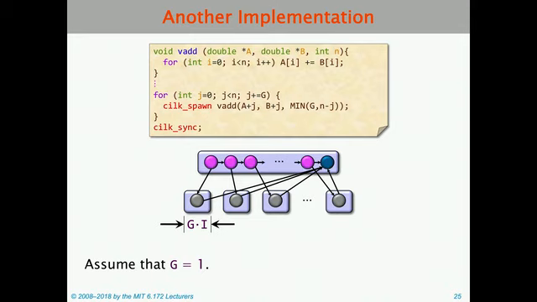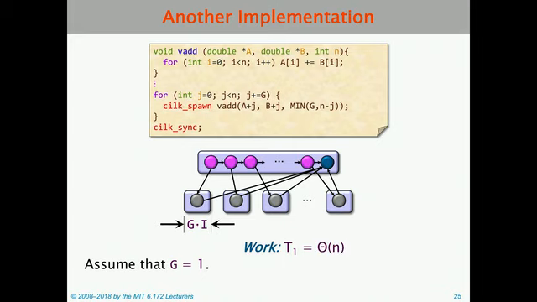Well, let's make things easy to begin with. Let's assume G is 1, and analyze it. This is a common thing, by the way: you assume that grain size is 1 and analyze it, and then, as a practical matter, coarsen it to make it more efficient. So if G is 1, what's the work of this? Well, it's order n, because those other two things are constant. Exactly right. It's order n.